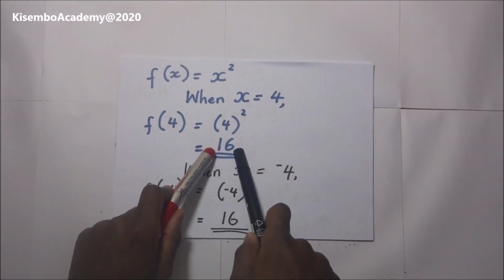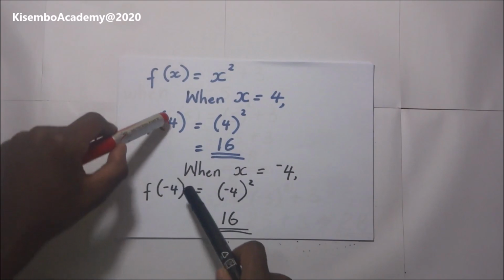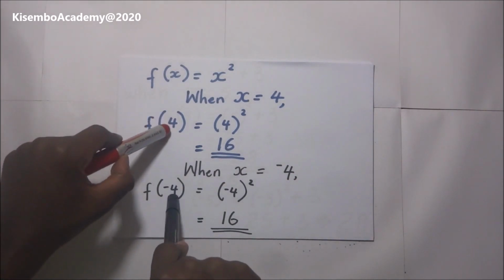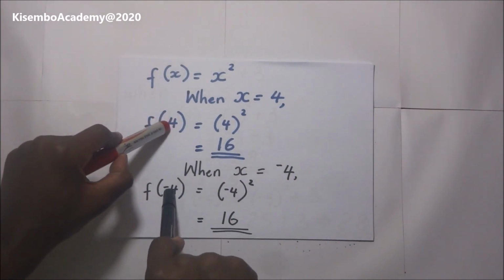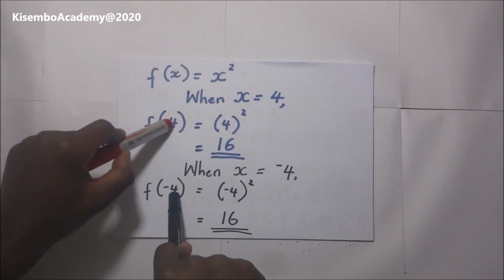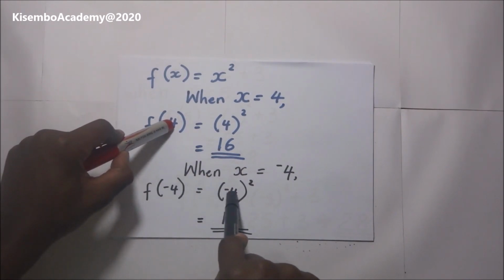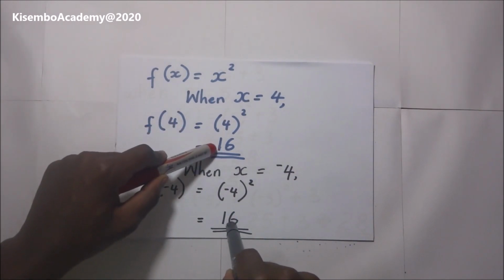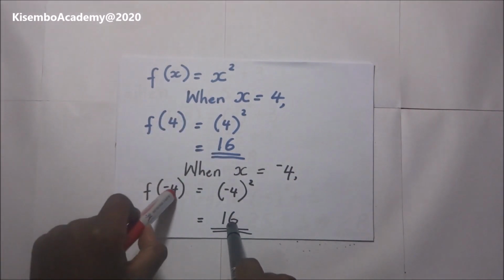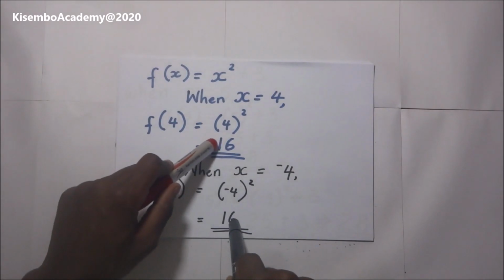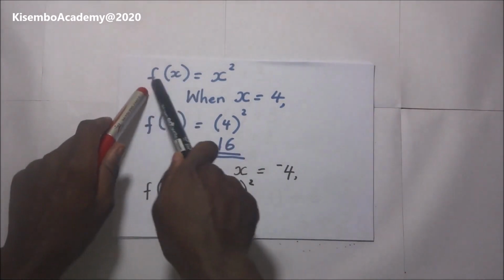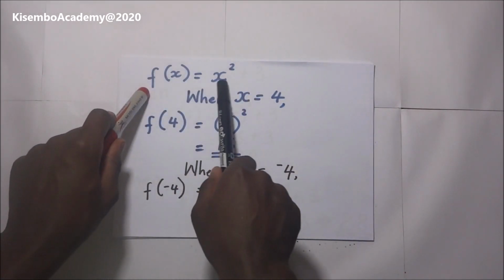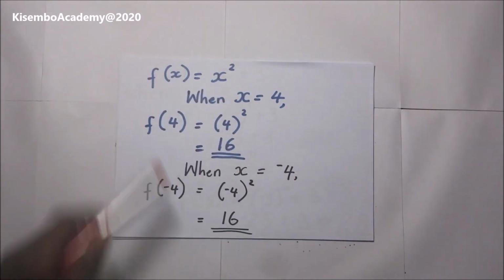When it gives us 16, we go and do the same thing and put a negative 4 in the previous place. When you put negative 4 in the same function, it's going to become negative 4 squared, and it's still going to give us the same number, 16. Because when we plug in a negative value, it gives us the same answer, 16, this makes f of x equal to x squared an even function.